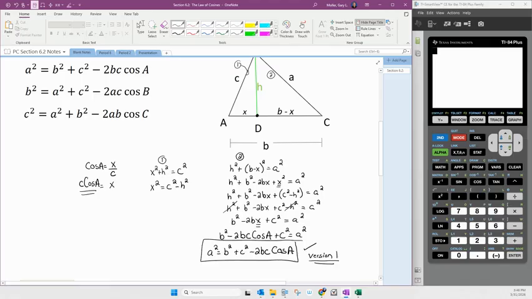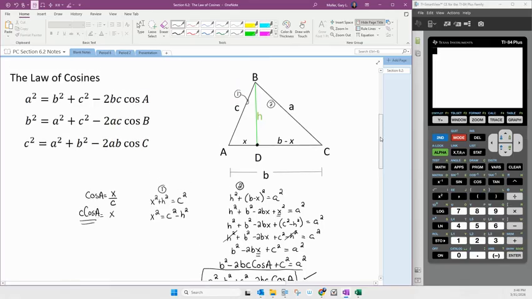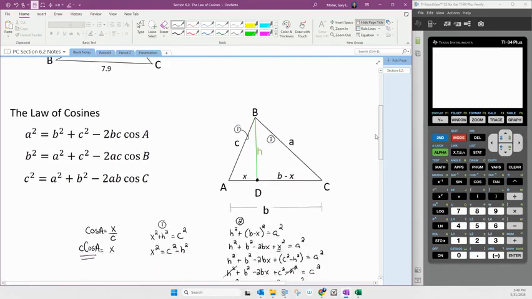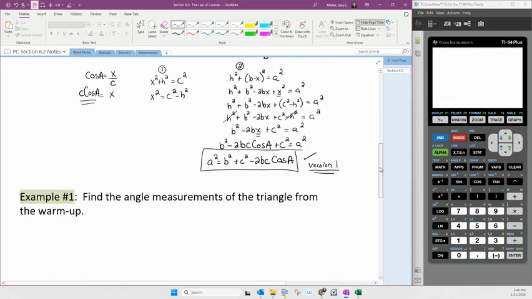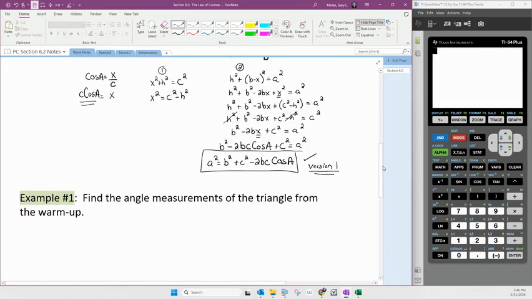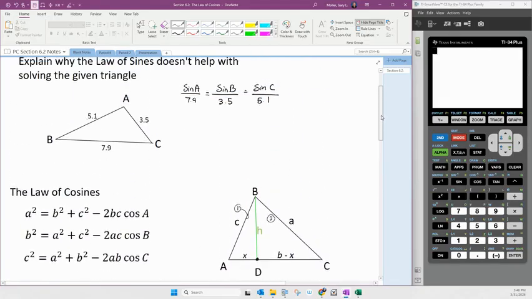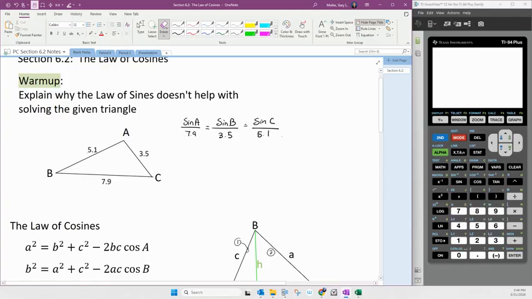All right, so how is this going to help me? Well, let's take a look now. Example 1, find the angle measurements of the triangle from the warm-up, okay? So I'm going to go back up to warm-up, and I think I'll erase this. And now what we're going to do is we're going to do the law of cosines. Now, when I do this, a law of cosines is often, depending on what you're looking for, followed up by a law of sines.